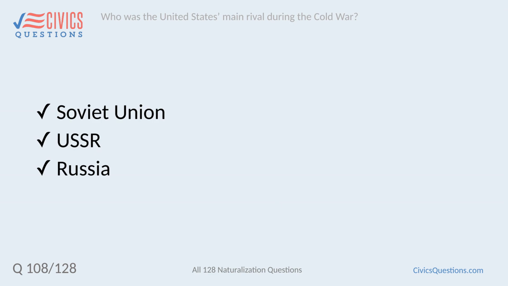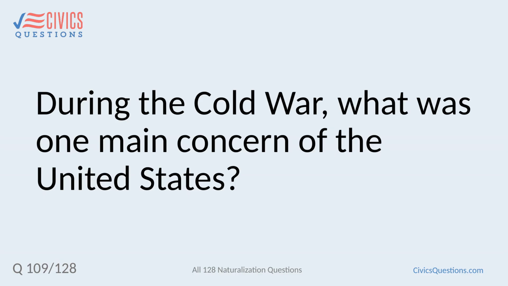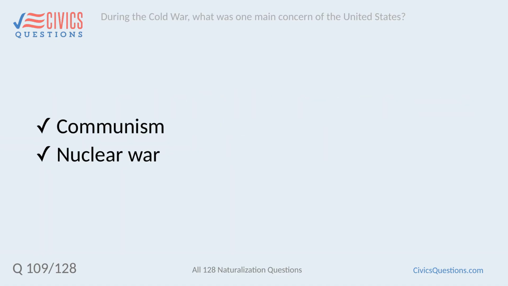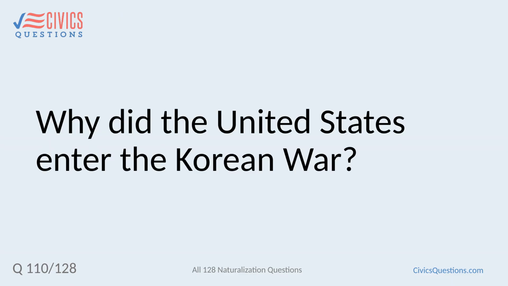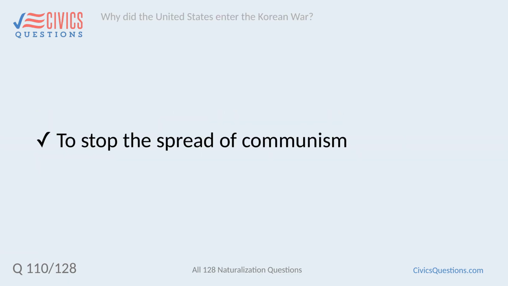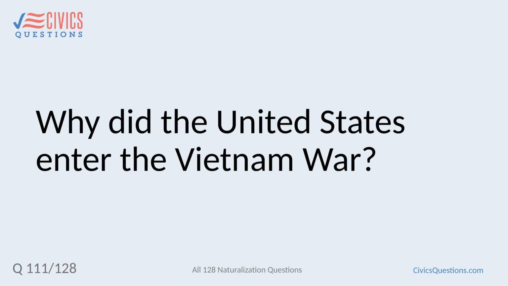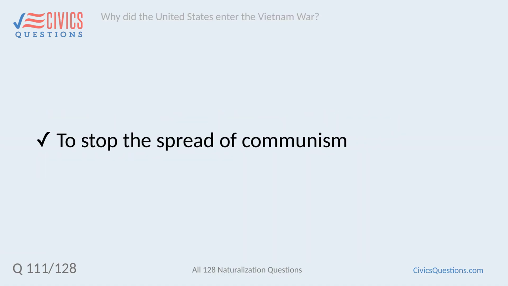Soviet Union, USSR, Russia. During the Cold War, what was one main concern of the United States? Communism, nuclear war. Why did the United States enter the Korean War? To stop the spread of communism. Why did the United States enter the Vietnam War? To stop the spread of communism.